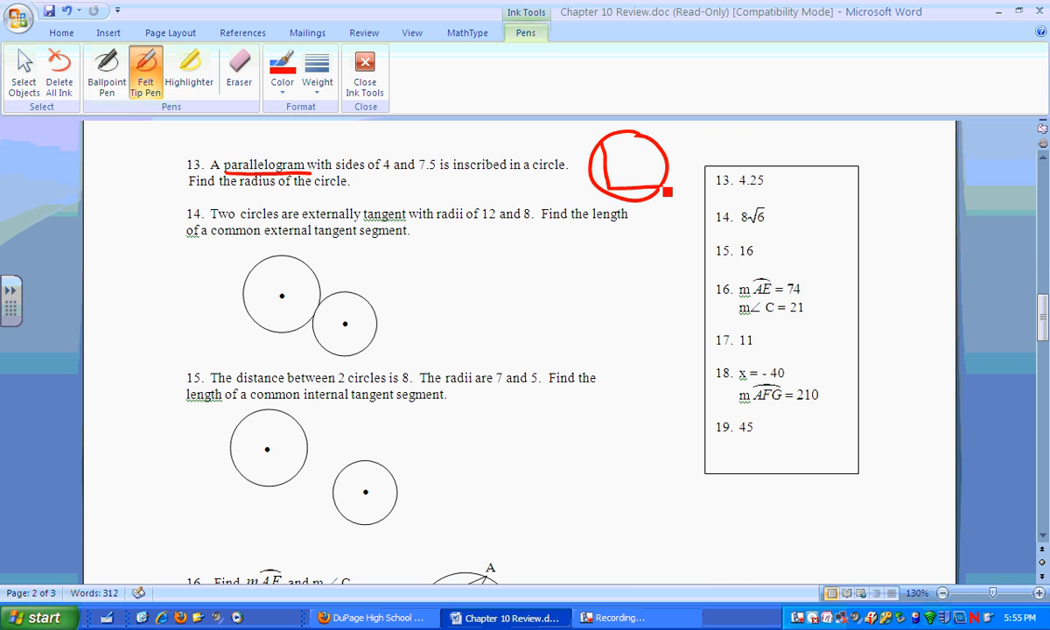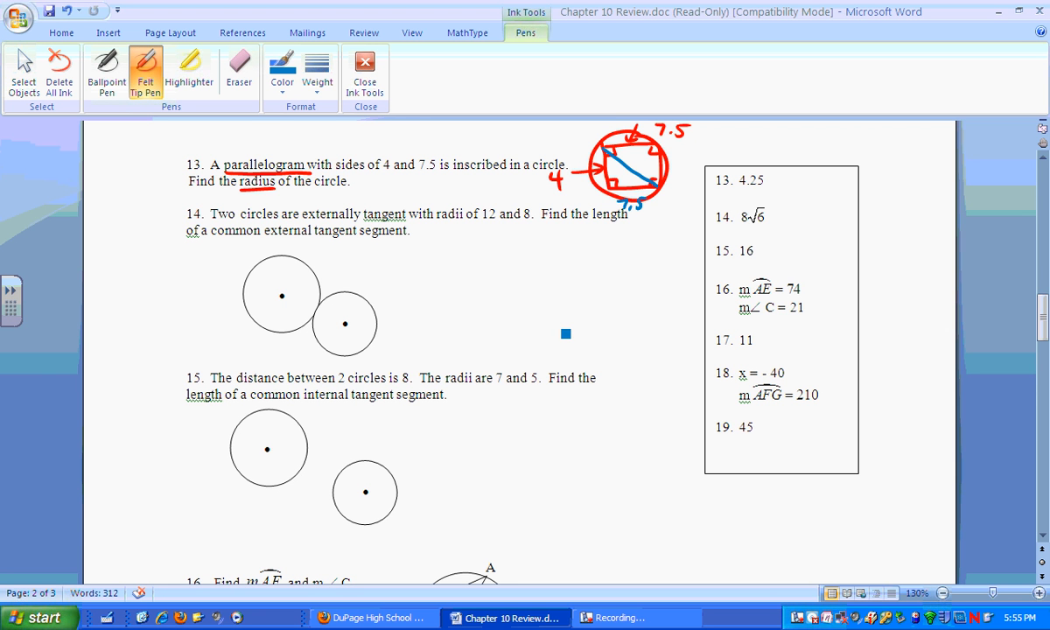If you said rectangle, you are correct. So we'll draw a rectangle inside of here. What sides do you have? You have sides 4 and sides 7.5. You want to find the radius of the circle. So what do you do? You draw on the diagonal, and what formula do you know is going to happen?